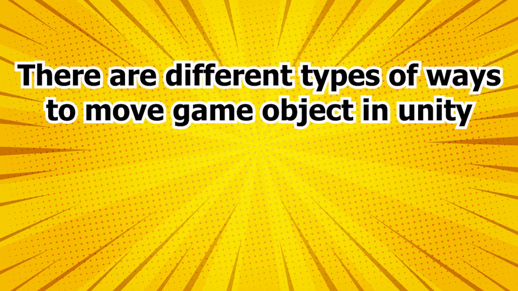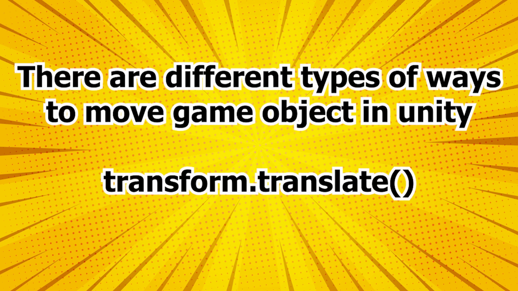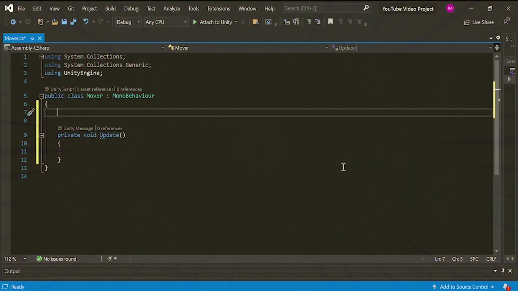There are different types of ways to move a game object in Unity. One of them is transform.Translate. In this video, we will see how transform.Translate works.